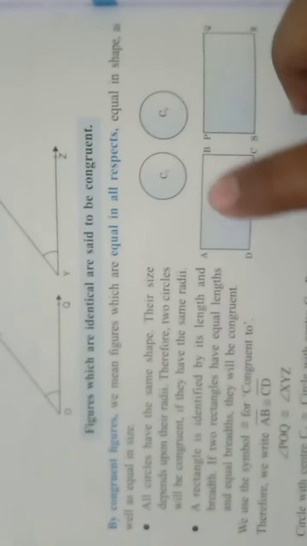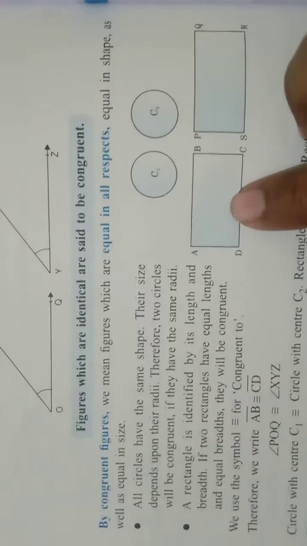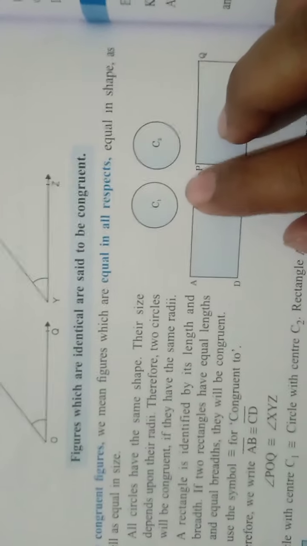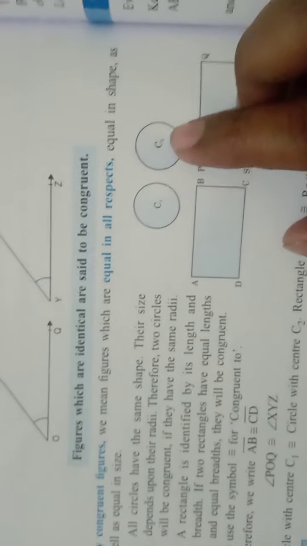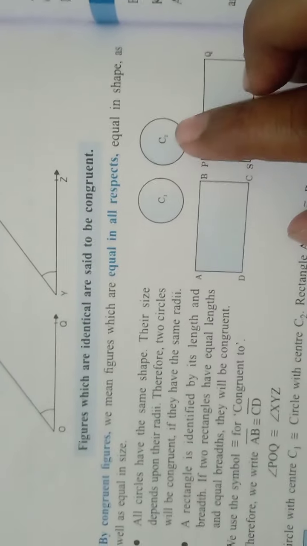I will explain the difference between shape and size. See, this is a circle and this is a rectangle. So these are two shapes. Circle is a shape, rectangle is also a shape, so the shapes are different. Now come to the point of size. See C1, meaning circle 1, and circle 2. You can see both circles are equal. In the same way, rectangle ABCD and rectangle PQRS have equal length and breadth. So these are called the sides. I hope it is clear.